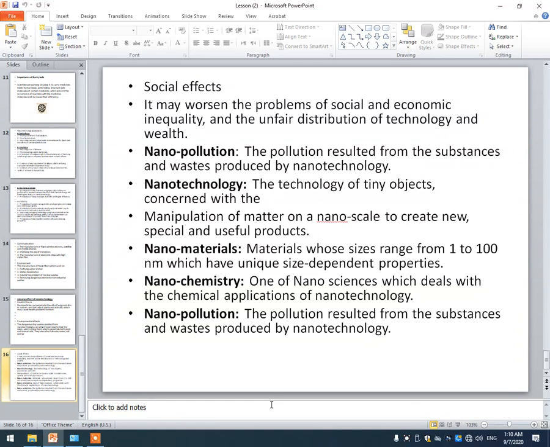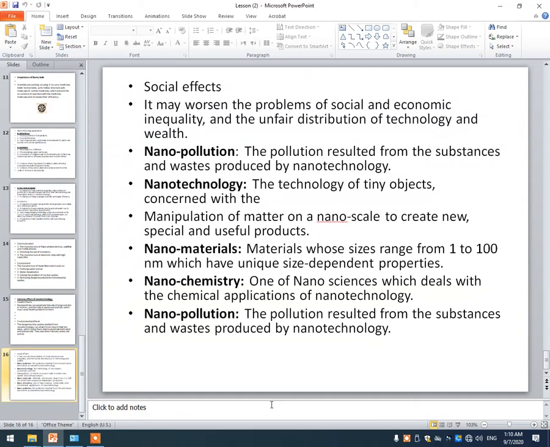Finally, we have to revise some definitions, like for example, nanopollution. The pollution resulting from the substances and wastes produced by nanotechnology. Number two, nanotechnology itself. It is the technology of tiny objects concerned with matter on the nanoscale to create new, special, and useful products. After that, nanomaterials, whose sizes range from 1 to 100 nanometers, which have unique properties.